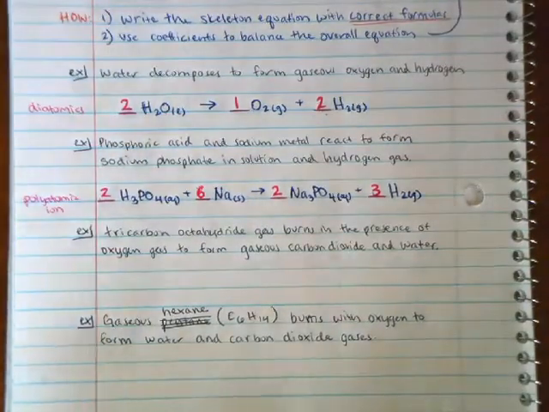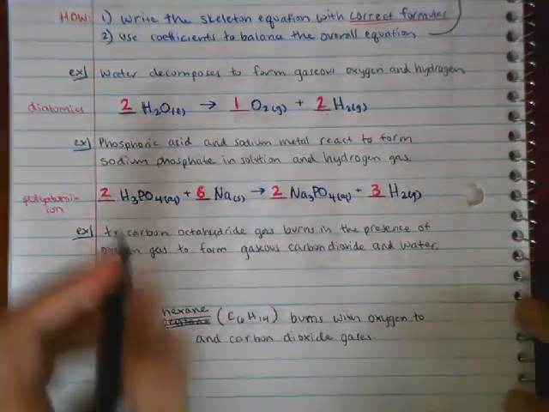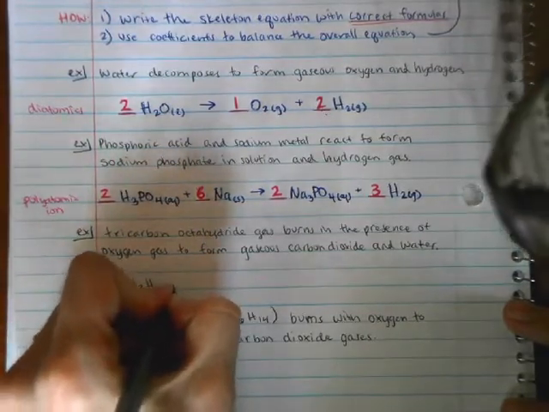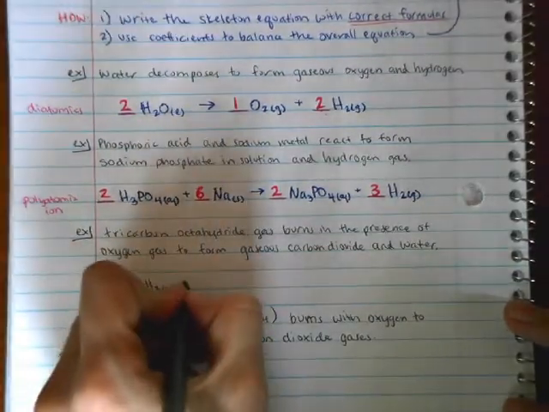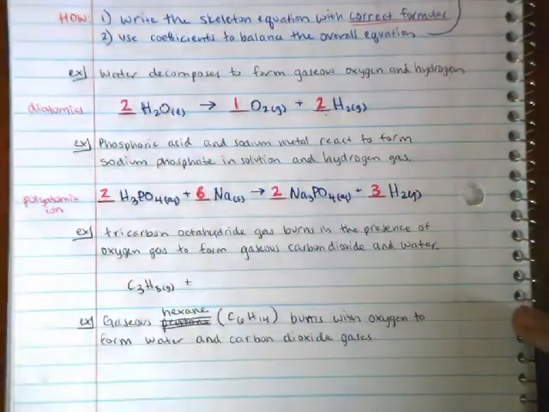Okay. All right, next we have tricarbon octahydride gas. So it's going to be C3H8 gas. Burns in the presence of oxygen, that just means reacts with. This is a combustion reaction. You'll learn more about it later.